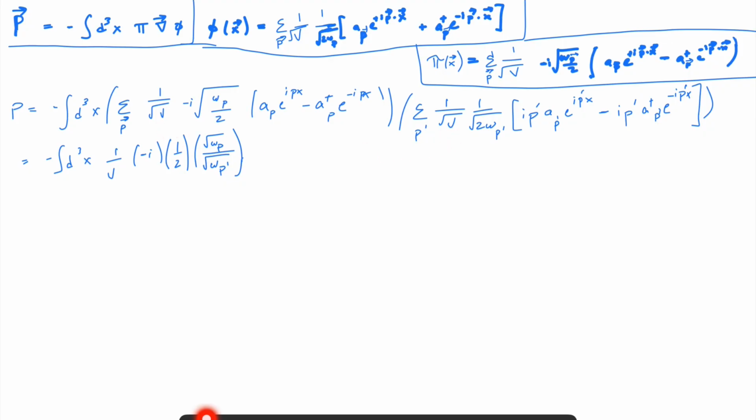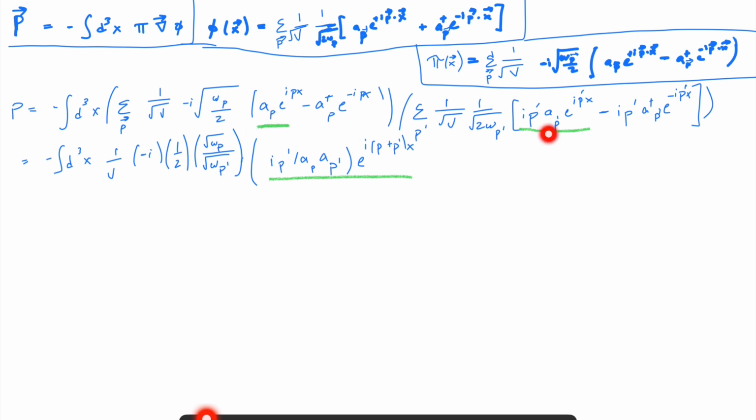I can pull out these 1 over omega v's, and get this. The minus i gets pulled in the front. 1 over square root of 2 is 1/2. This square root of omega sub p is here, and this square root of omega sub p prime is over here. And then I just do FOIL, first, outer, inner, last, like regular binomial multiplication.